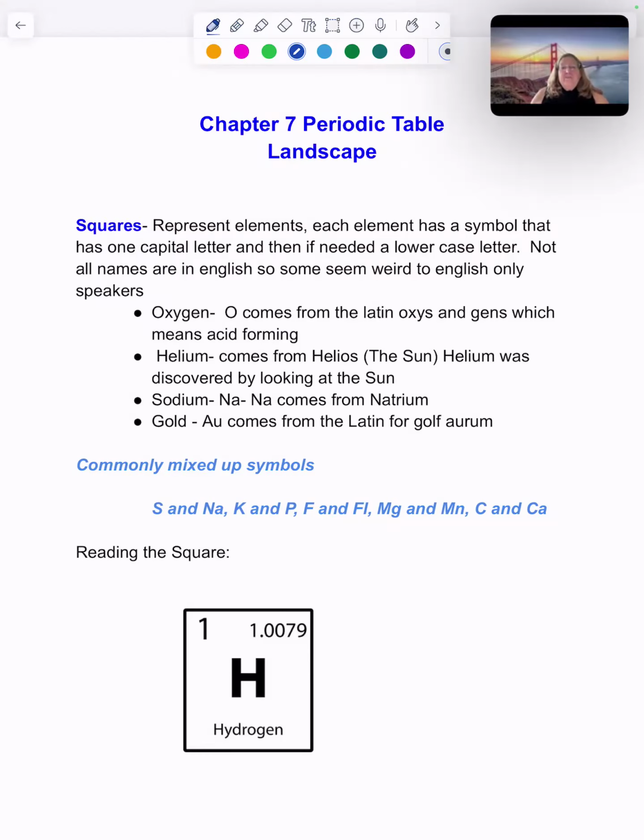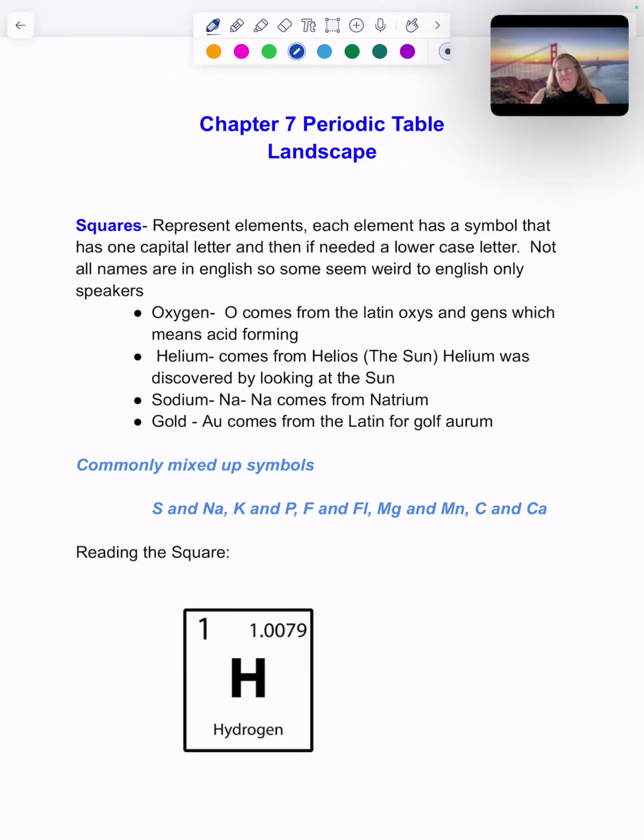Oxygen comes from the Latin oxys and gens, which means acid forming. Helium comes from helios, the sun. Helium was first discovered by looking at spectral lines from the sun. Sodium comes from Na, from natrium, salt. Gold comes from the Latin for gold. Oh, it says golf, but it should be gold. Typo here. Aurum. Okay, so some of these are really easy to mix up.